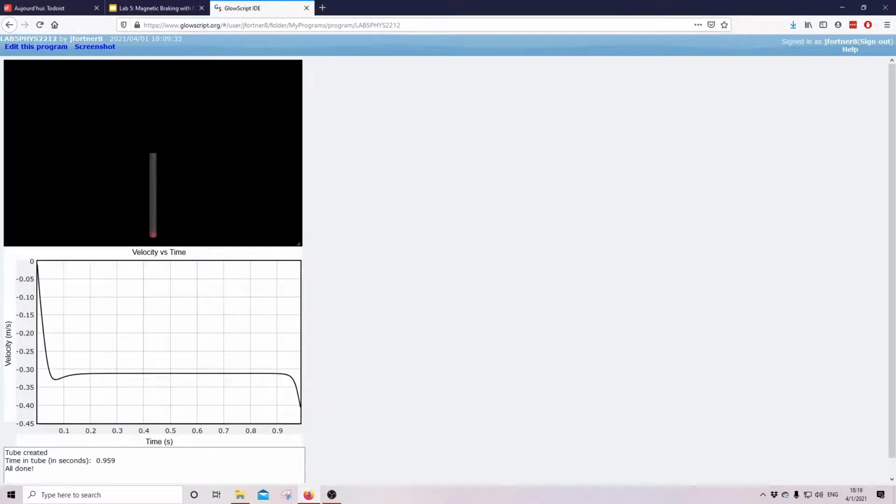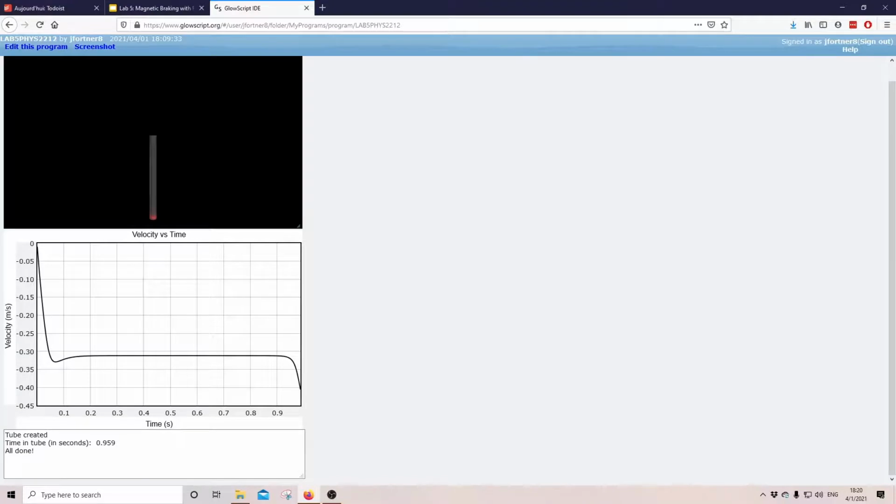And as we see, the magnet descends through the tube. So this graph of velocity shows how the magnet at first is accelerating due to gravity, and then due to the opposing force of the magnetic field from the tube, it reaches a terminal velocity, and then stays at that velocity throughout its descent through the tube. So this is in effect the same as a drag force. It's just caused by a magnetic force rather than the force of air resistance. And then we see that the time in the tube was 0.959 seconds.